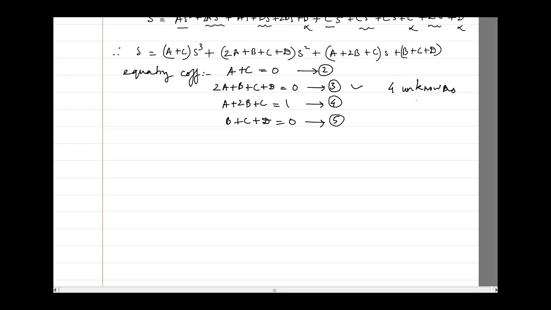We can use a calculator only when there are 3 unknowns. Now, this can very quickly become a 3 unknown equation set, because if you look at equation number 3 and 5, B plus C plus D is already there, and that is equal to 0. So from 3 and 5, what is in 3? B plus C plus D is equal to 0. Therefore 2A should also be equal to 0, or A is equal to 0.